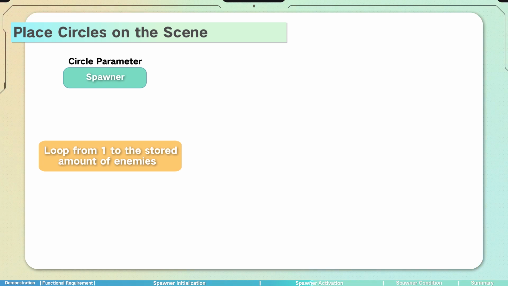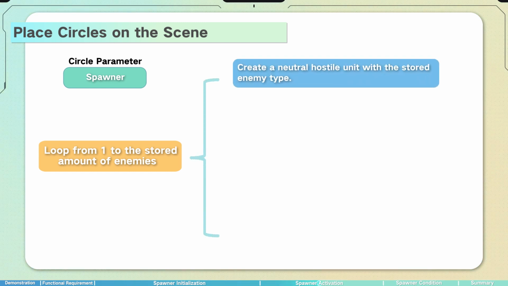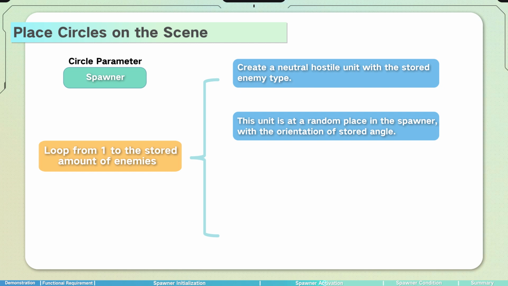Firstly, we should create a loop from 1 to the total amount of enemies of the spawner. Let the spawn action repeat until all enemies are created. In the loop, we should create a neutral hostile unit with the stored unit type and orientation at a random place in the spawner. Though now the unit is created, our work is not yet finished.